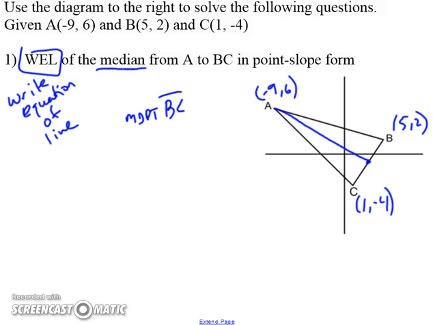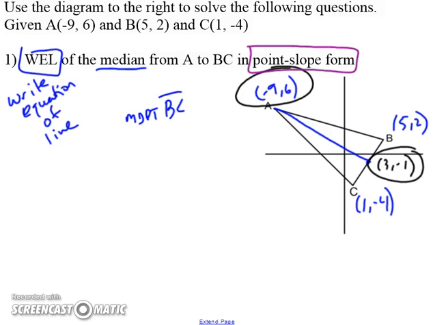When I find the midpoint of BC, I get (3, -1). Now when I'm writing the equation of the line of this blue median, I have my two points: (-9, 6) and (3, -1). If I'm writing it in point-slope form, the first thing I need is the slope. We'll call this point M. I need to find the slope of my median AM, and I get a slope of -7/12.